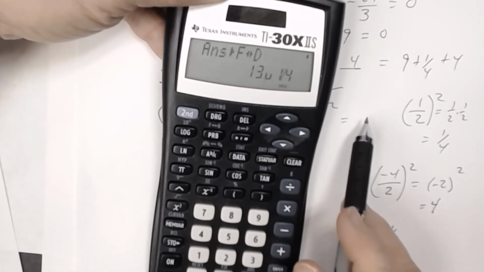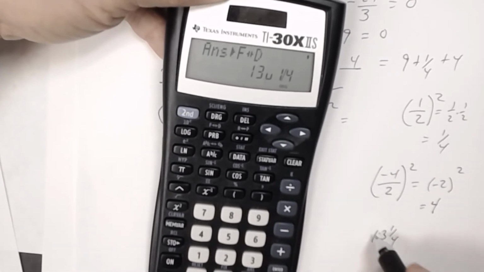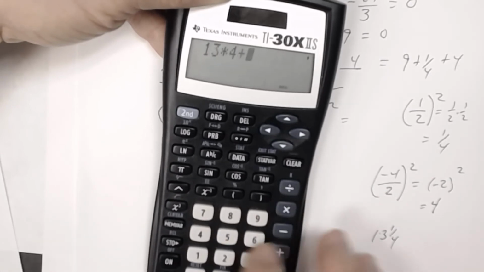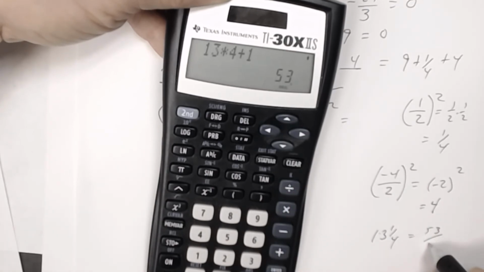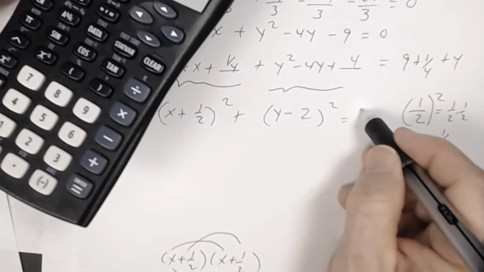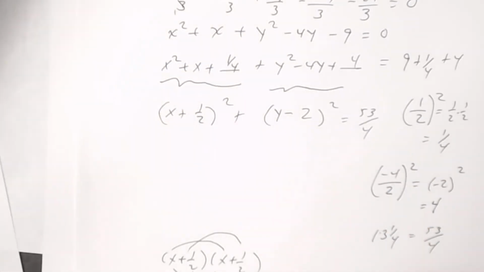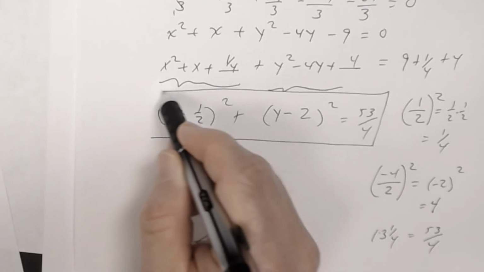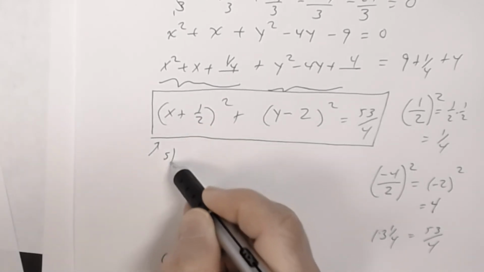But remember, you've got to rewrite this as an improper fraction. So 13 times 4, okay, and then plus 1 gives me 53. So this is 53 divided by 4. So this becomes 53 divided by 4. So that is the equation of a circle in standard form. So that's standard form.